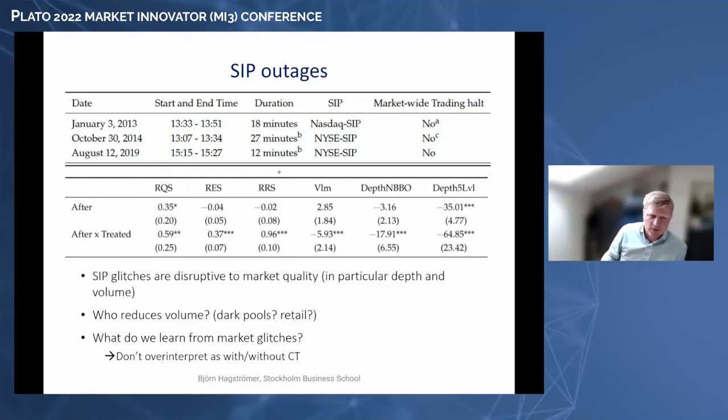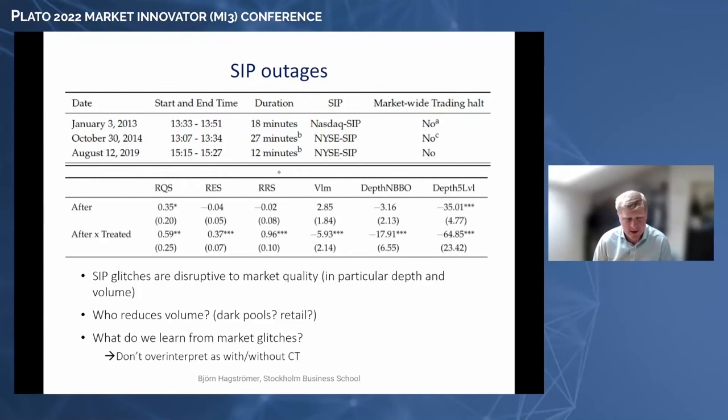I think dark pool volume would be directly observable, if that could be that they are shutting down their operation, waiting for the SIP to come back up. Maybe the retail brokers shut down or are delayed. So you have a method for identifying retail trades in the paper. So I think it would be nice to see that in volume terms.